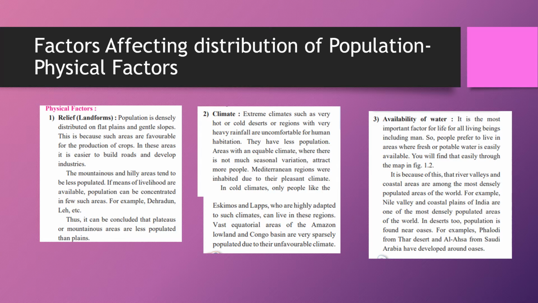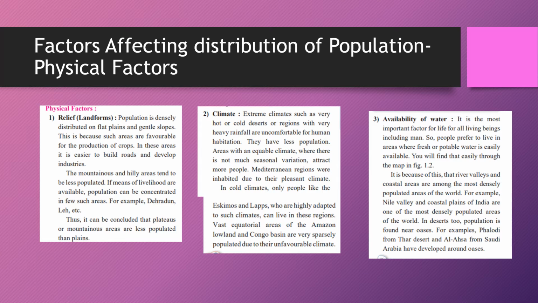So population will be densely populated or distributed on flat plains or gentle slopes. Why? Because these are favorable for production of crops and it is also easier to build roads and develop industries. On the other hand, in the mountainous and hilly areas, it will be less populated because, for obvious reasons, it is mountainous and hilly. If means of livelihood are available, population can be concentrated in a few areas.